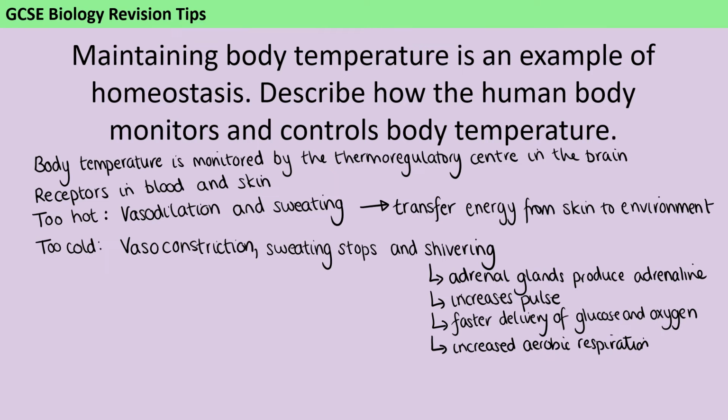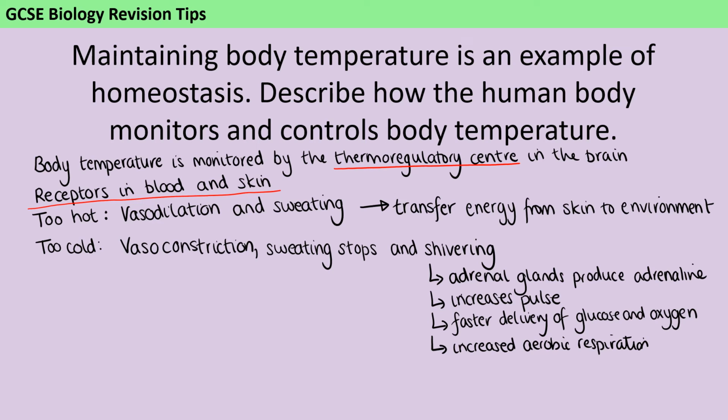Now, as we've said, there isn't a huge amount here that you could miss out, although that last bit about shivering is really beyond the scope of a grade 4 to 5 question, which is what the 6-marker usually is. So in order to get full marks, we're definitely going to need to have tackled both the monitoring and the control. So you're definitely going to need to have named the thermoregulatory centre and talked about the receptors in both the blood and the skin.